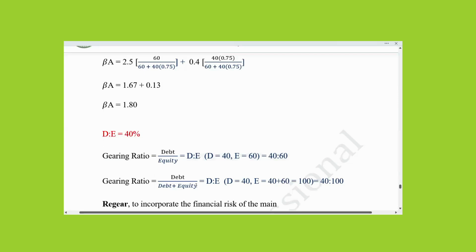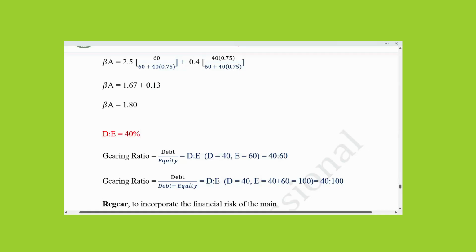But at times the examiner will define your gearing ratio for you, that you should assume total debt over total debt plus equity. If the examiner defines your gearing for you, that is what you are going to use. But if the examiner is silent, you are at liberty to use either the single value or the total value. Whichever one you use, you are good.